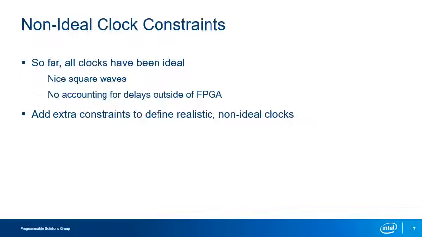The clock constraints discussed so far define clocks that are perfect square waves that do not take into account any external delays that may be present outside of the FPGA. To provide more realistic clock characteristics to the timing analyzer, special constraint commands can be applied to clocks to adjust how the timing analyzer performs its analysis.